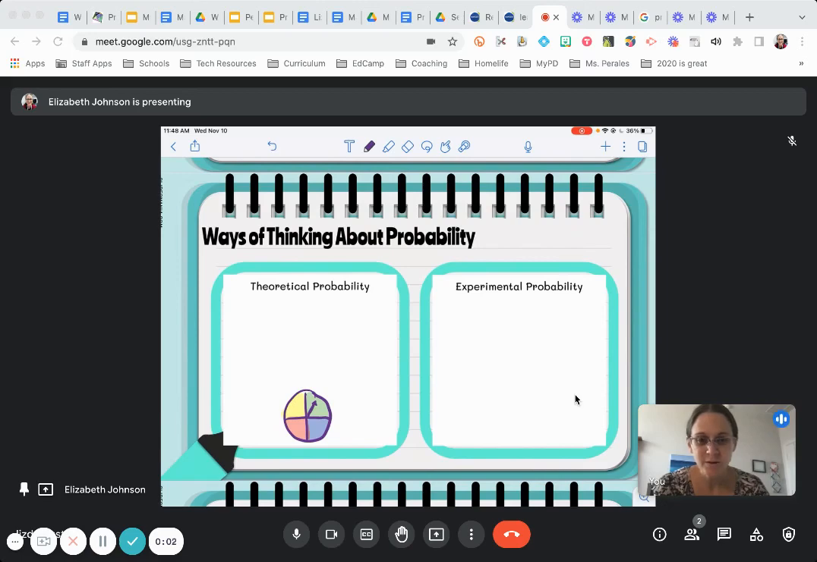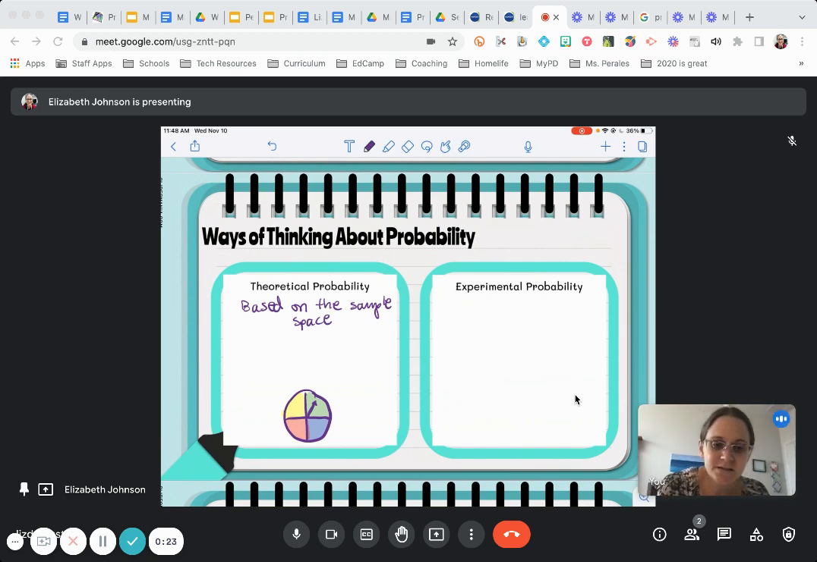So let's talk about theoretical and experimental probability. These are different ways of thinking about and calculating probabilities. When we use theoretical probability, the way we're calculating the probability is based on the sample space, which is what we just talked about, right? So this is based on the sample space, on what could theoretically happen.